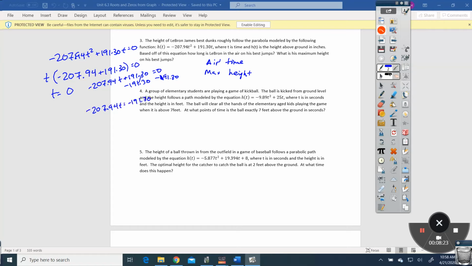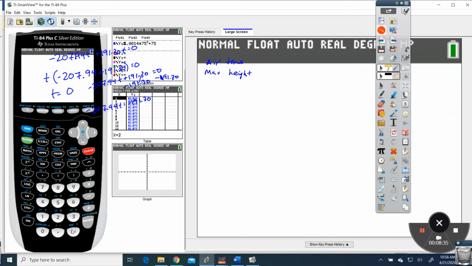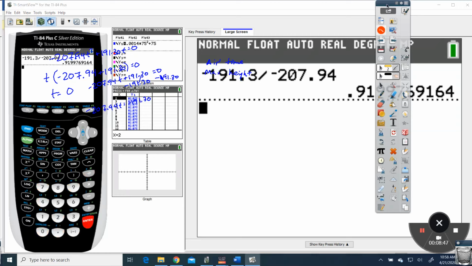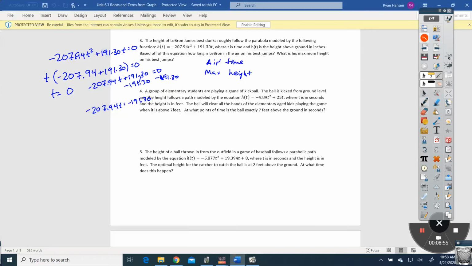And so then I'd go to my calculator and divide each of those over to the other side. So I'd divide negative 191.3 by 207.94. And that tells me that he's in the air for 0.92 seconds. Okay, so he's in the air for 0.92 seconds.